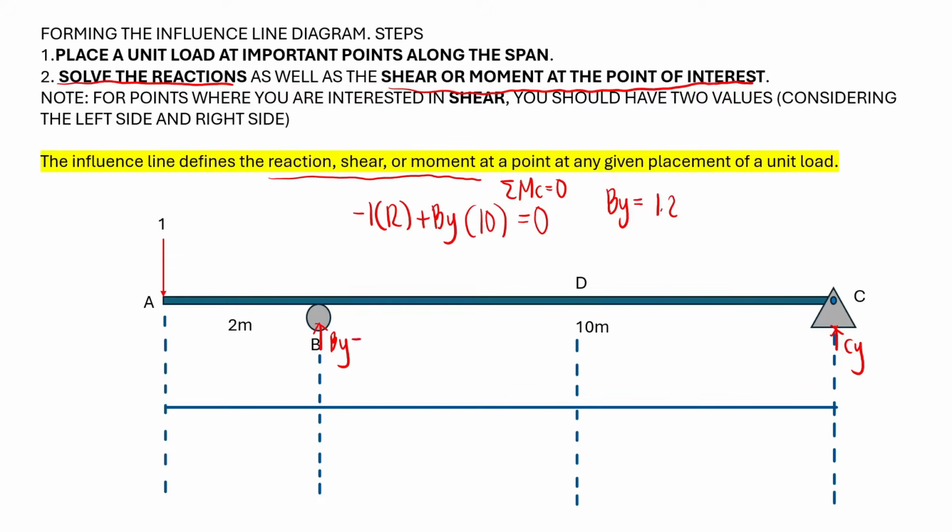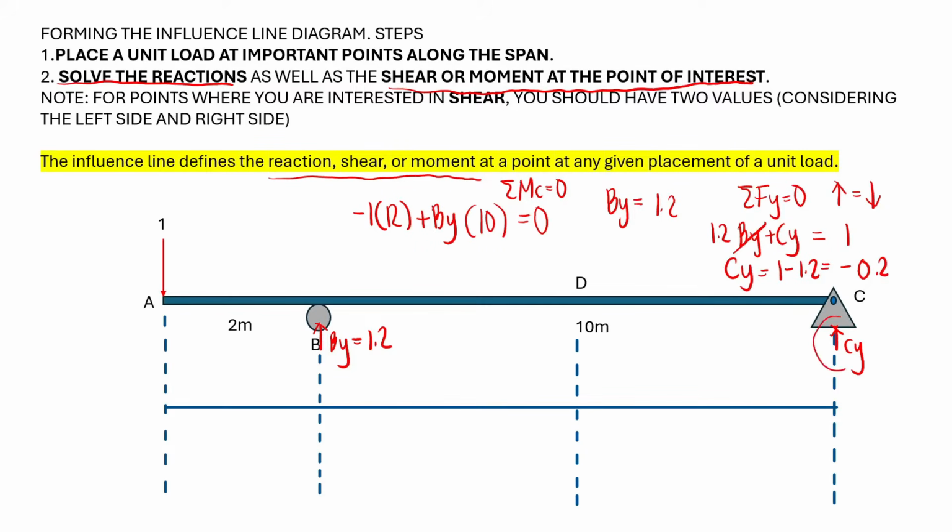So we have 1.2, and then to solve CY, we can sum up forces vertical. So summation of forces along Y, we have BY plus CY. Again, we'll equate the upward forces and downward forces as assumed. So upward equals downward, and then this is equal to 1 because this is our only downward force. And so solving CY, we know that this is 1.2, and so CY will be 1 minus 1.2, which is negative 0.2. And so that means that our assumption for the direction of CY is actually wrong. So this is actually downward, and then since we changed the direction, we will now use a positive sign.